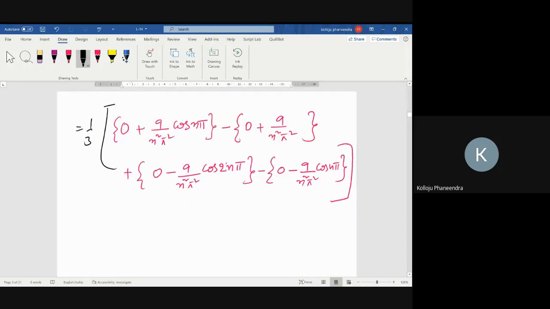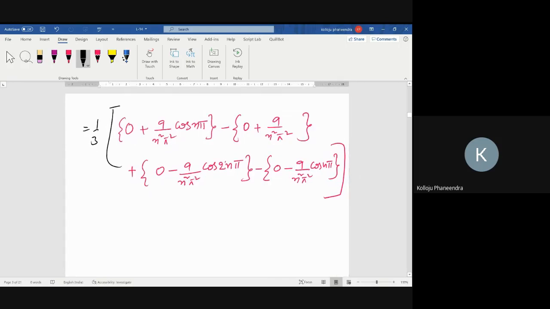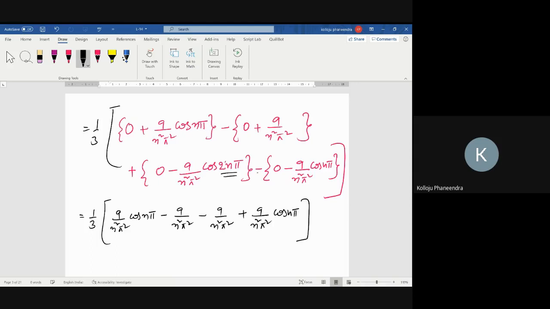Okay. Now, this is equal to 1 by 3. First one is 9 by n square pi square cos n pi. Next, minus 9 by n square pi square, and cos 2n pi is plus 1. So this is minus 9 by n square pi square. And this is minus into minus plus 9 by n square pi square cos n pi. Any corrections?